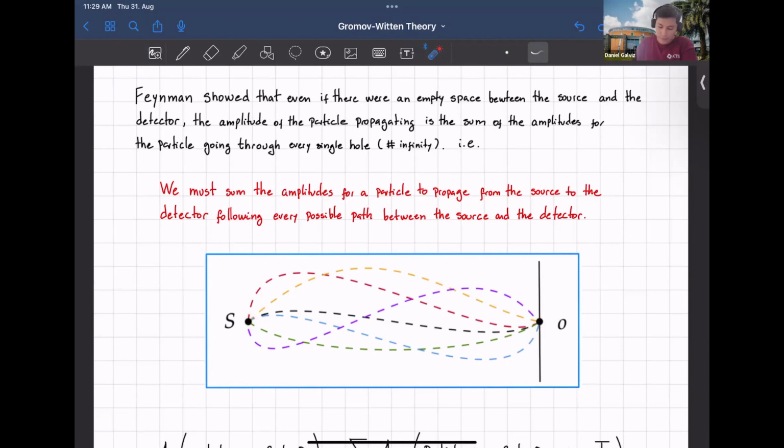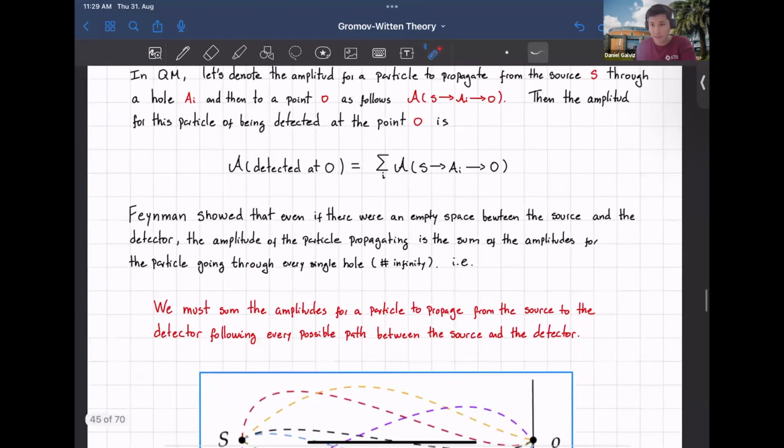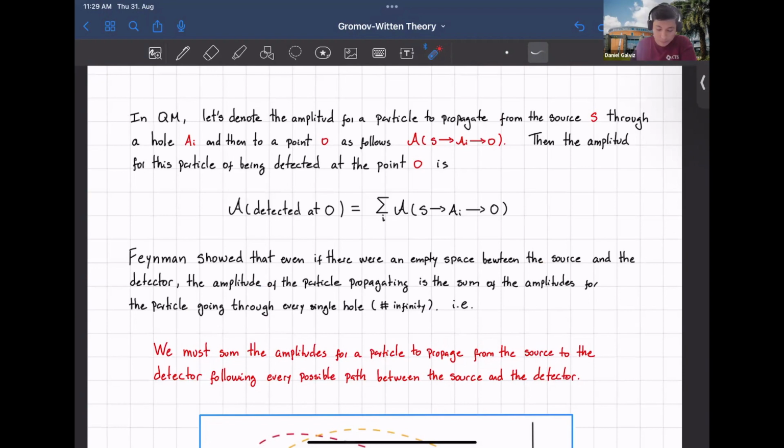Yes, and then we will put some holes here, and then see from which of these holes the particles travel and then hit the detector. So we are going to do a mental experiment, a thought experiment.